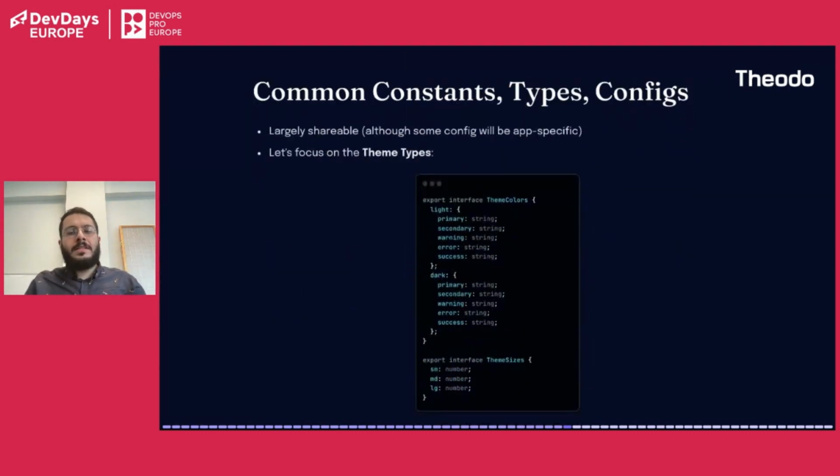Moving on to common constants, types, and configurations. There's a lot of configurations for your application that can be largely shareable. And you will still have some app-specific configs, but by and large, these are going to be vastly shareable across the board. There's one bit that I want to focus on when it comes to constants, types, and configs, which is themes. So it's important within your white label app to define a universal sort of theme type. So what you're basically defining is saying, like, here are the values of different customizations that I'm going to accept for each of the brands.